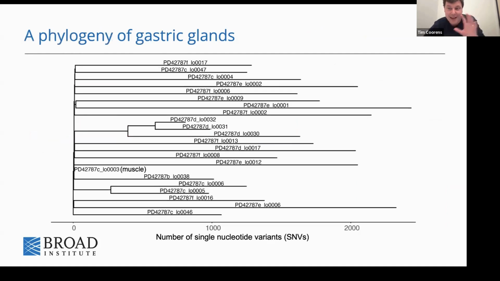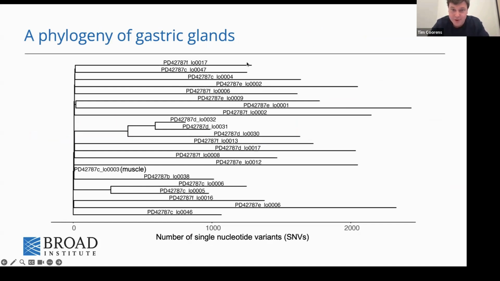But this is the type of data that we get for these donors and these gastric glands. Here is a phylogenetic tree like the one I just showed you. And this is basically where we'll base all of our data analysis on. So here you can see different things like the number of mutations, how related these cells are, etc.